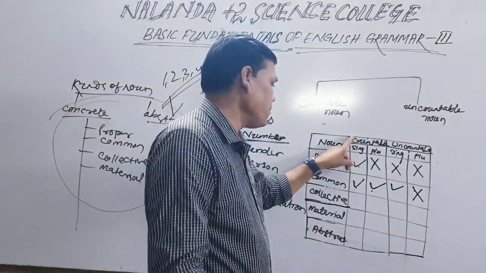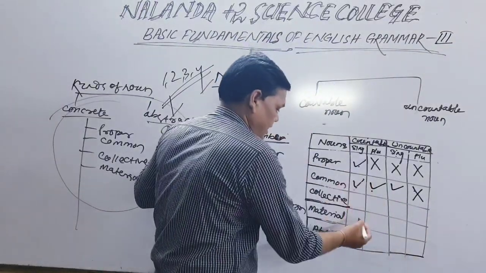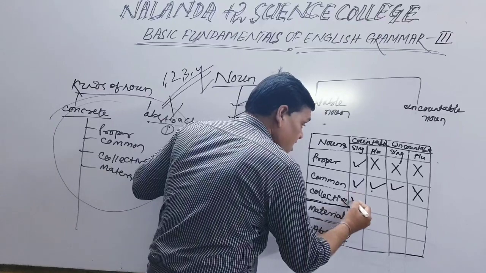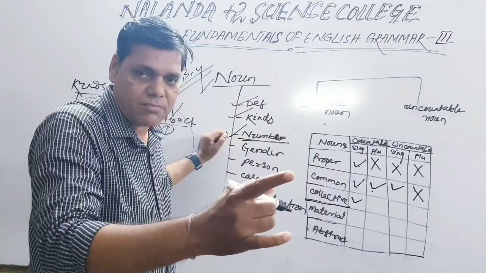Then what is a collective noun? Whether it is countable or uncountable, let's discuss. A collective noun is countable singular. Group, groups, team, teams.